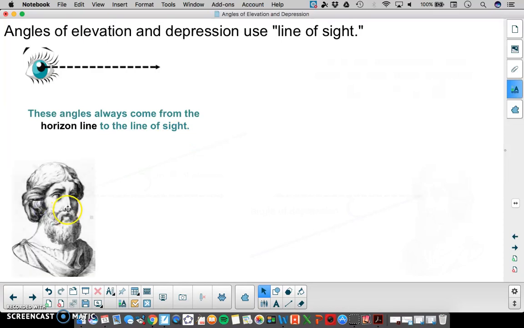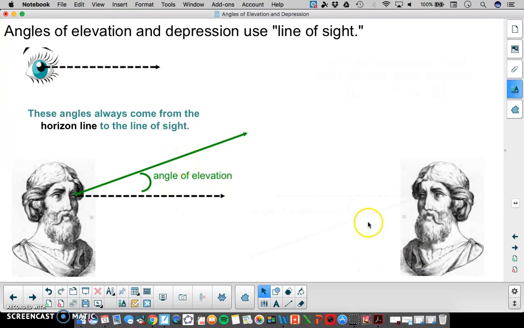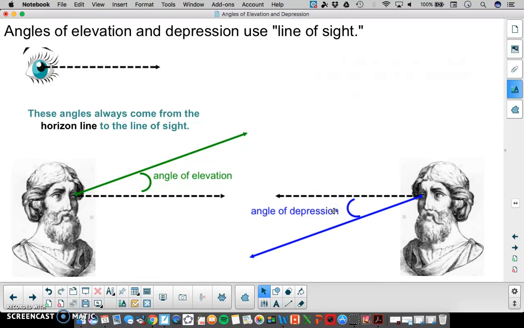So if we have this guy, and then here's the horizon line, it's always horizontal. If he decides to look up in the air, that's an angle of elevation. So from the horizontal upward is an angle of elevation. Well, then we have this guy over here, and here's our horizon line. And he decides to look down at something. That's going to be an angle of depression. So notice they always come from the horizontal and either look up or look down.